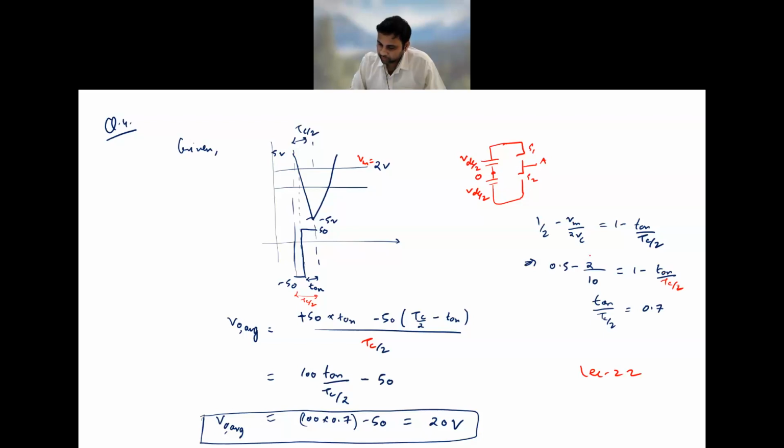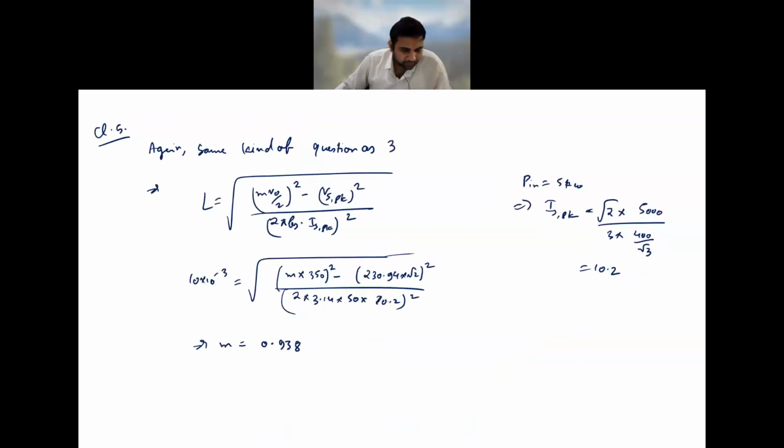So Vm, we know it is 2 volt. Vc is 5 volts, so it becomes 10. And 0.5 minus 0.2, it is 0.3. This side goes in, becomes 0.7. And that 0.7, if you put over here, what you will get is equal to 20 volt. So that's the answer which you will be getting at the output. So that's the question number 4.